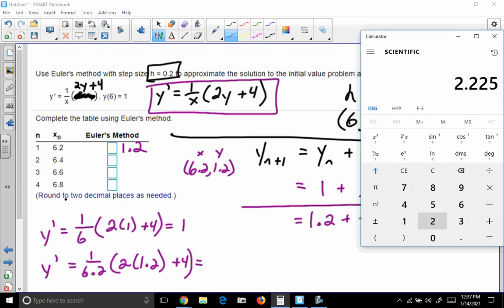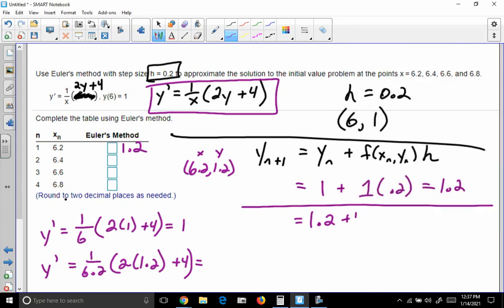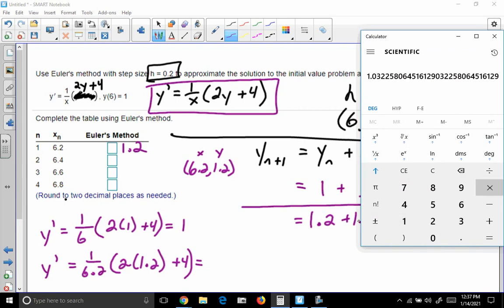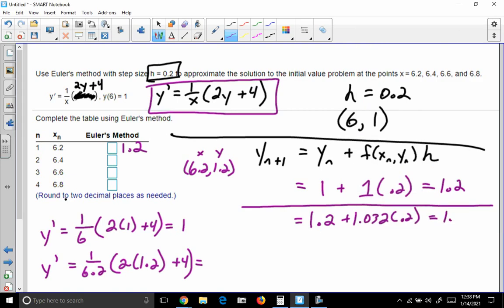So we get, let's see, 2 times 1.2 plus 4, divided by 6.2. I'm going to keep a couple of extra decimal places intermediately. So 1.032. H is 0.2. So we're going to take that answer we just got times 0.2, and then we're going to add 1.2, add what's out front. That gets me 1.22.